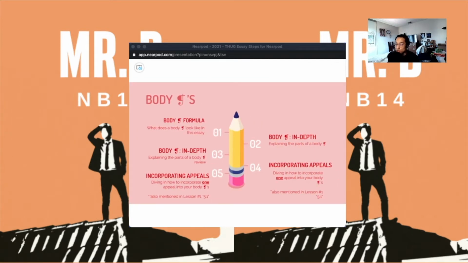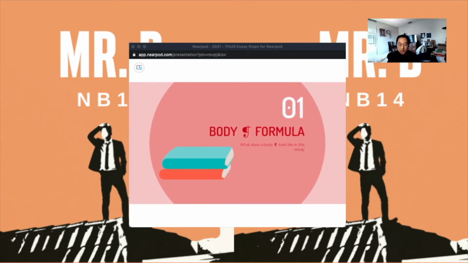So for this video, we're going to be going through this thing that I like to call the body paragraph formula, and then go into the details of each of those parts of that formula and what makes a body paragraph. And lastly, we'll look at incorporating an appeal, which we briefly went over in the introduction. I know some of this agenda is a little repetitive, a little typo there, but all right. So let's get right into it.